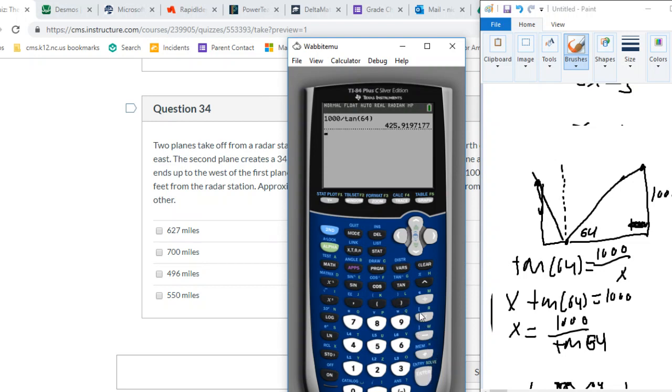It's one value. And then I also add plus 1000 divided by the tangent of that angle. 64 plus 34 is 98, which gives me a reference angle of 82, so 1000 divided by the tangent of 82.